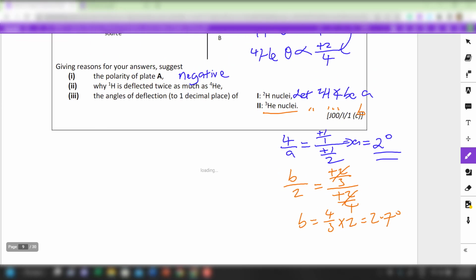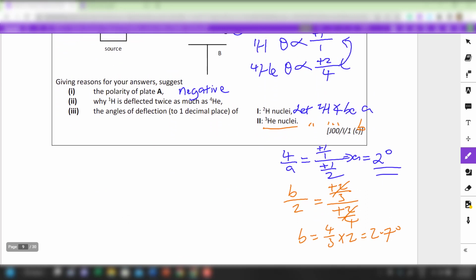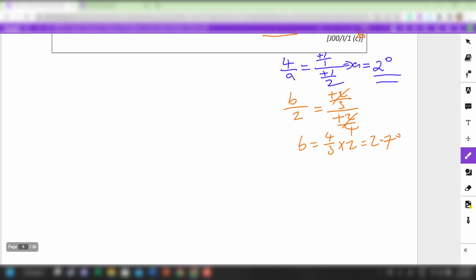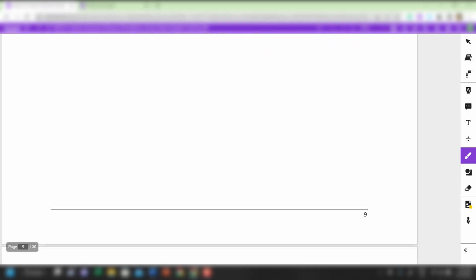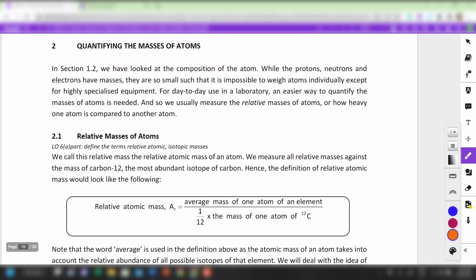Okay, so that's how exercise 1.4 can be performed, and I hope you have solved it as easily as how I've solved it. Simply by basing on the Q to M ratio, or just remember that angle of deflection is directly proportional to the charge, inversely proportional to the mass. Okay, next we'll move on to section 2.